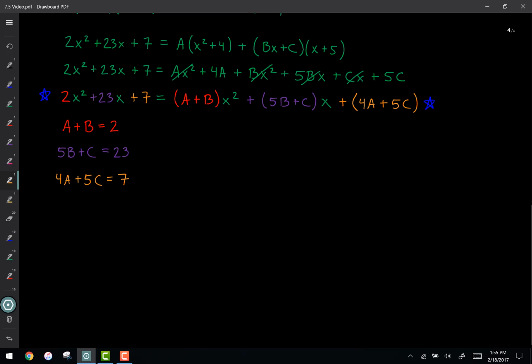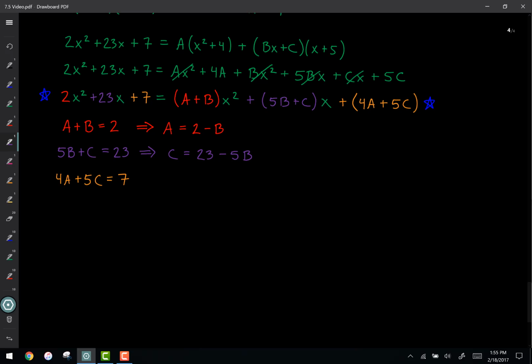Right? So now we have the system of equations. Now, however you choose to solve these is going to be completely up to you. You could do all the elimination stuff they talk about in algebra, substitution, whatever. Okay, I'm just going to do the substitution stuff. It tends to be a little bit easier when you have factors that don't have coefficients and whatnot. So the red term there tells me what? This says that A is going to be equal to 2 minus B. The purple term tells me that C is equal to 23 minus 5B.